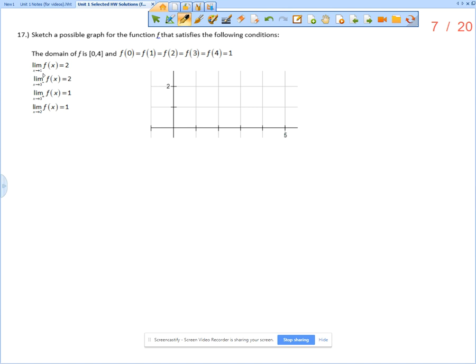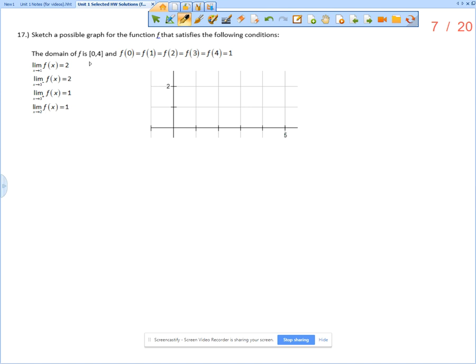The limit as x approaches 1 of f of x is 2. The limit as x approaches 3 from the left of f of x is 2. The limit as x approaches 3 from the right of f of x is 1. And the limit as x approaches 2 of f of x is also 1.